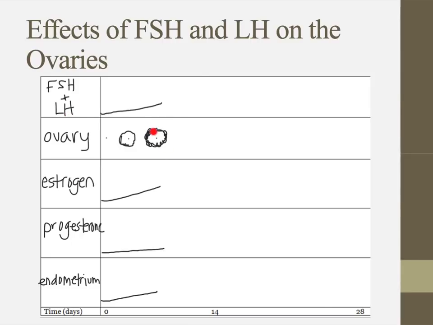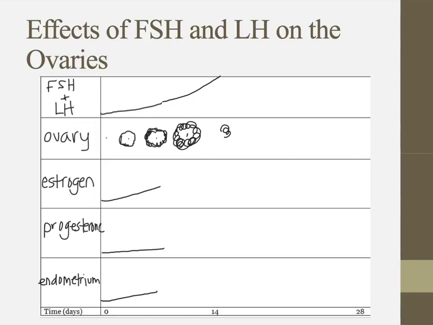So all of these things are in a positive feedback loop with one another. FSH causes the follicle to develop. The follicle secretes estrogen. Estrogen causes the endometrium to thicken. Estrogen on its own, because we don't have any progesterone here, increases the amount of FSH and LH even further. So the more estrogen I have, the more FSH and LH I'm going to produce. So around day 14, we see a spike in FSH and LH, and that means that my follicle has fully developed here.